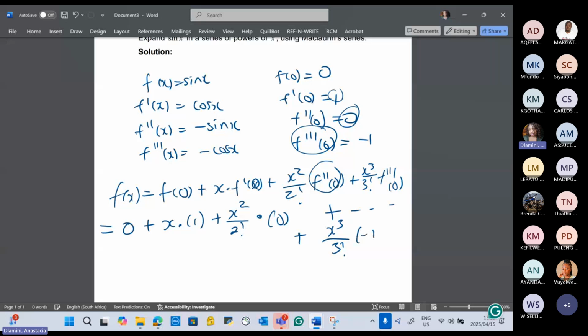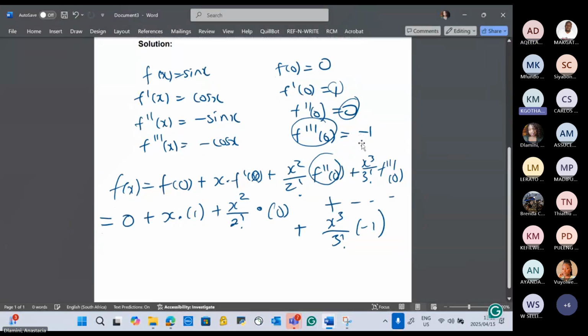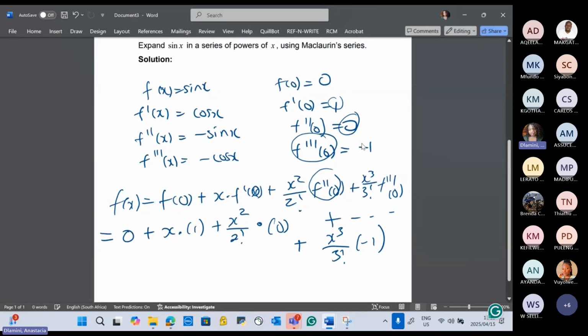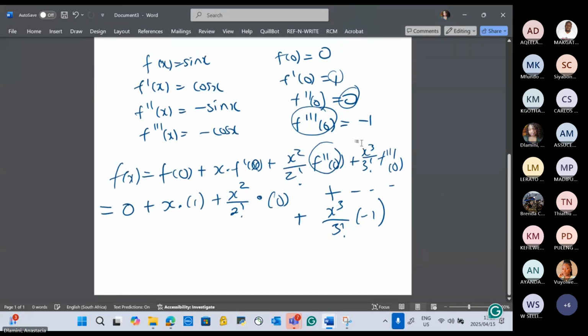Are you all getting that, guys? Yes, ma'am. So, ma'am, this is basically very similar to the binomial theorem. Yes, very similar. I noticed that. Are we all okay there? Yes, ma'am.